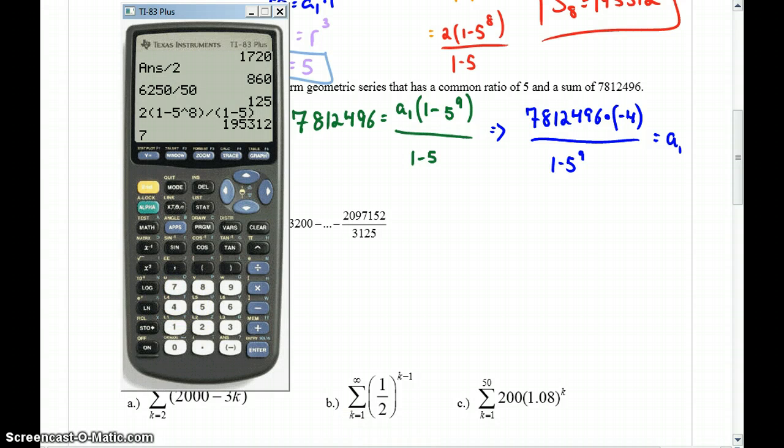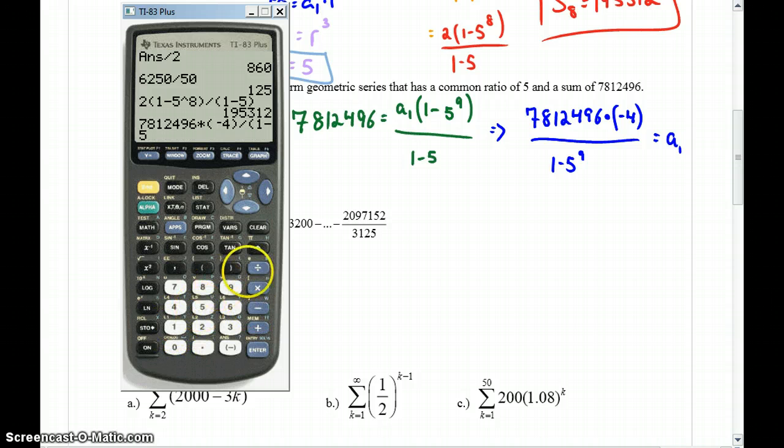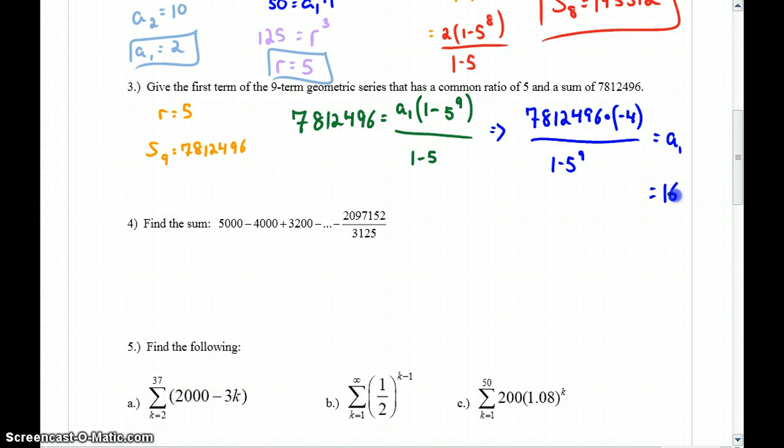So 7,812,496 times negative 4 divided by 1 minus 5 to the power of 9 gets me 16. And I have a feeling that's the right answer, because the chance that I'd end up with a whole number with some big calculations like that is pretty low.